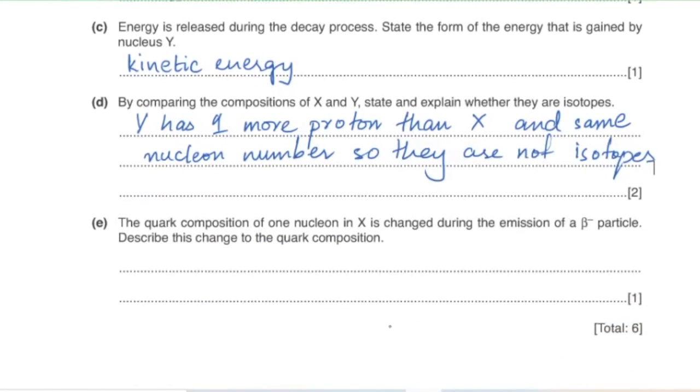Part E. The quark composition of one nucleon in X is changed during the emission of a beta minus particle. Describe this change to the quark composition. So at emission of a beta minus particle, a down quark changes to an up quark.